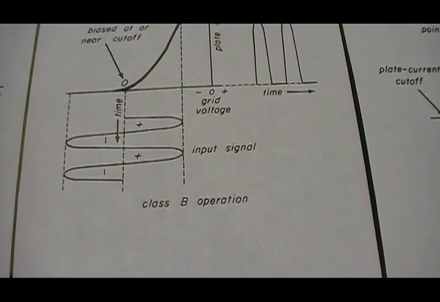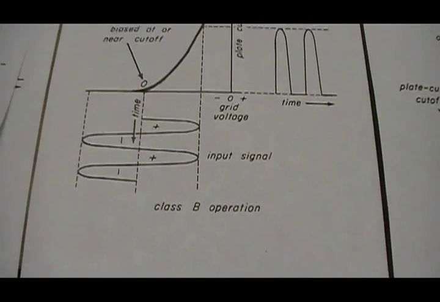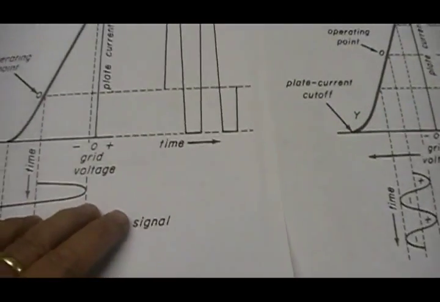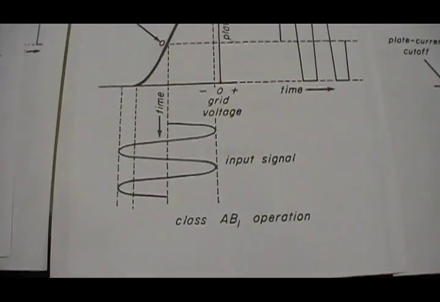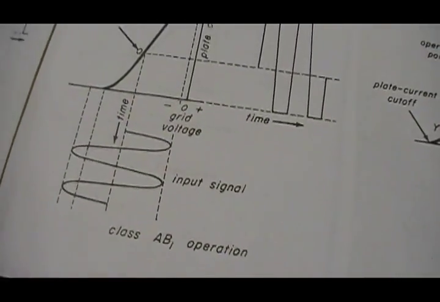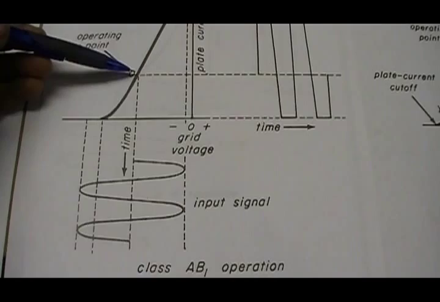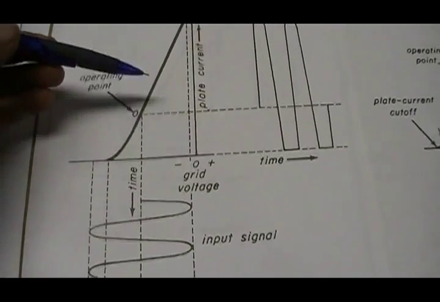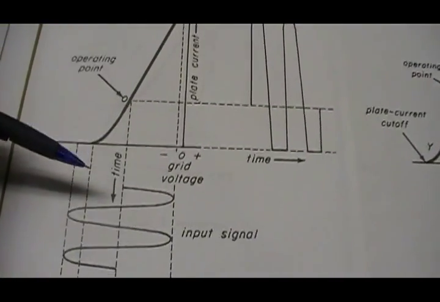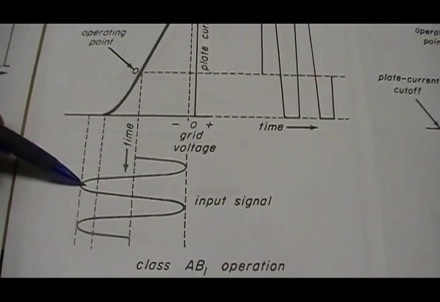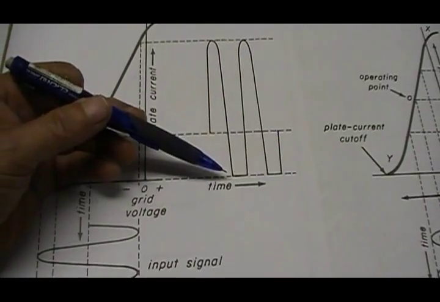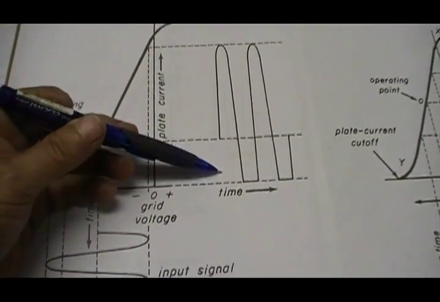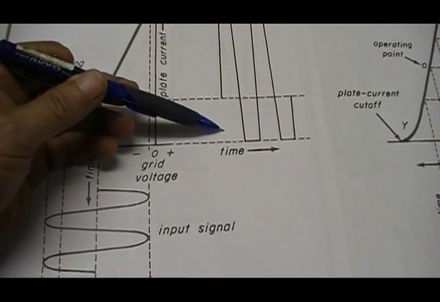Now there's 2 others that deal with Class B, and it's actually a mixture of A and B. The first one is Class AB1. What you do with a Class AB amplifier is move your operating point up a little ways, so it's away from cutoff, but not clear up to the midpoint. This way, part of your input signal will not get through, which is reflected by the cutoff right here. You get your full positive going, but part of your negative is cut off.